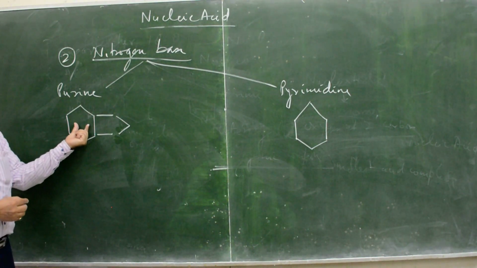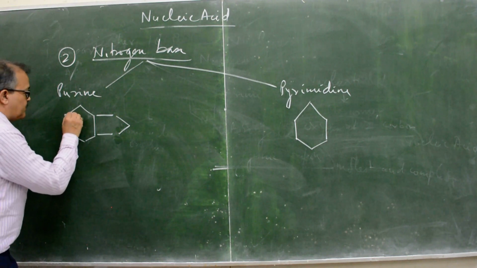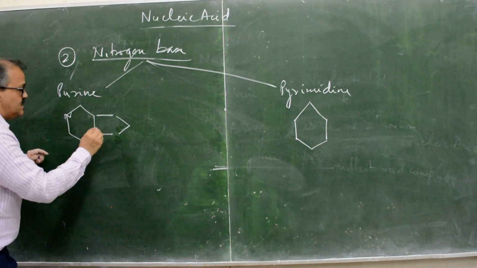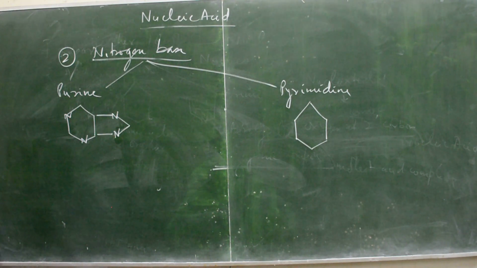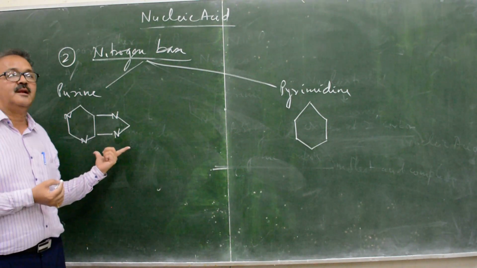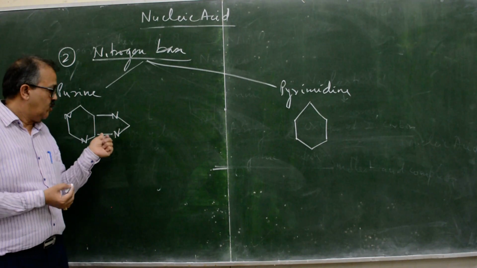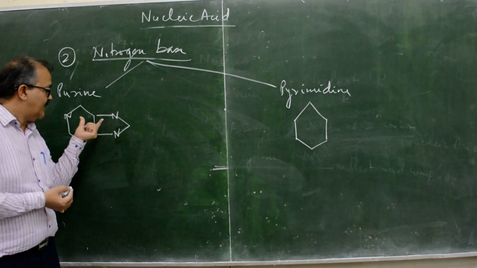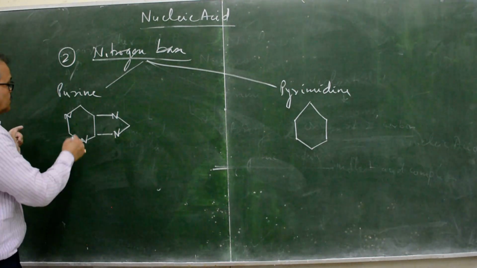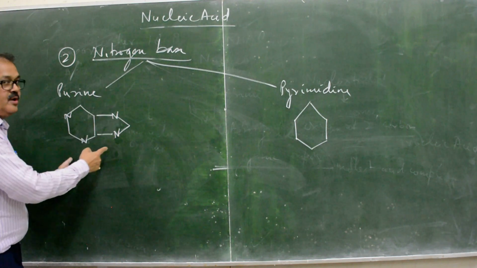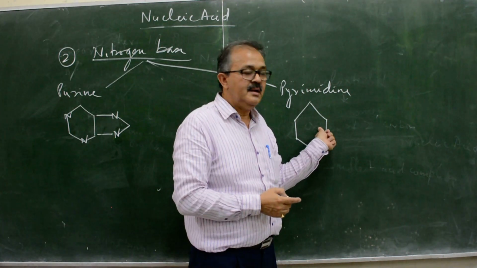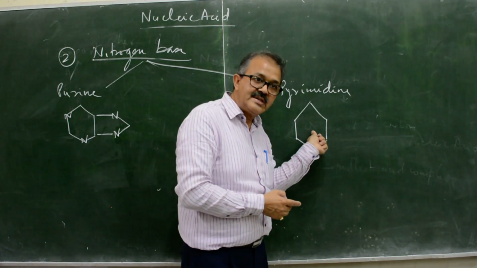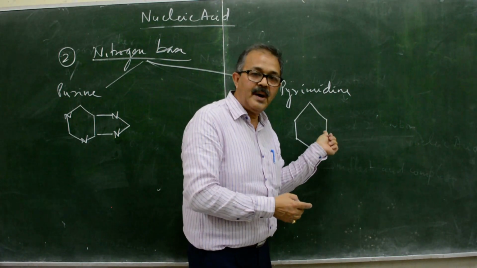You have to remember that in purine, at the first, third, seventh and ninth positions, carbon has been replaced by nitrogen. So it is a heterocyclic ring in which two rings are fused. You have to remember this is a purine ring. The pyrimidine ring has a single ring. Pyrimidine is a single heterocyclic organic compound.